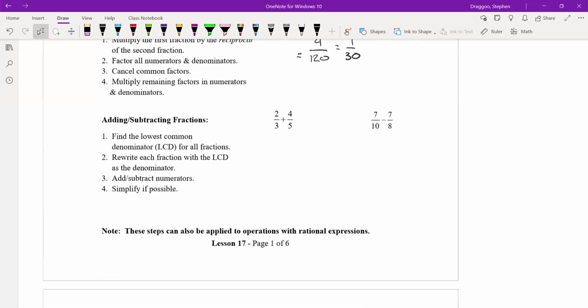Adding and subtracting fractions, we just need a common denominator between the two. So if I'm going to add 2 over 3 plus 4 over 5, I need to get a common denominator on both sides. Looks like that common denominator is going to be 15. So I'm going to multiply 5s into the fraction on the left, while I multiply 3s into the fraction on the right, giving me 10 over 15 plus 12 over 15. And then I can now add the numerators. If the denominators are the same, I only add the numerators together. So this is 22 over 15.